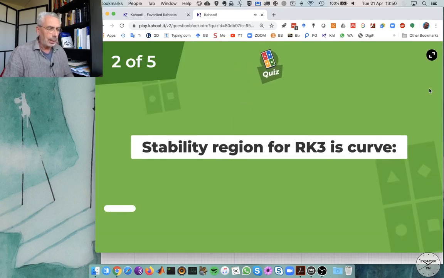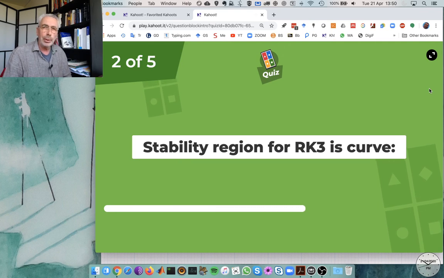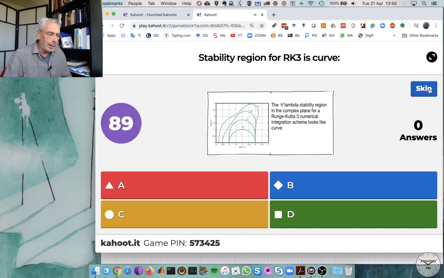Okay, second question. Stability region for such an RK3 system is, and we see a number of stability regions. Stability region meaning that if the eigenvalues of the system, h lambda, are within this region, then it should be stable. This is not too hard, actually. You can just look it up.